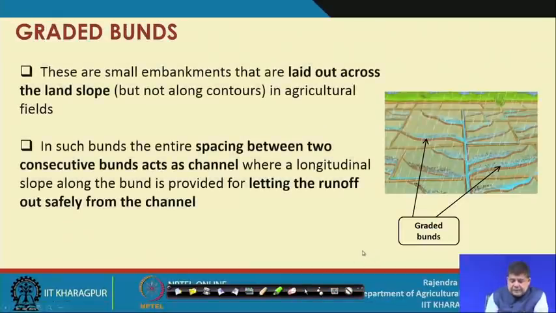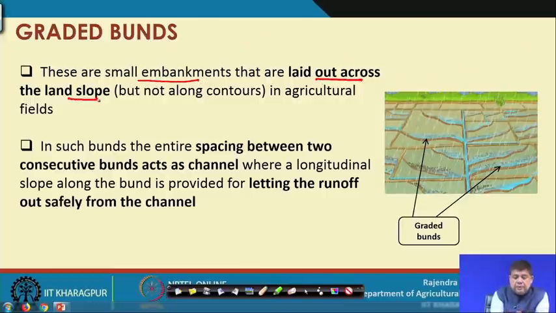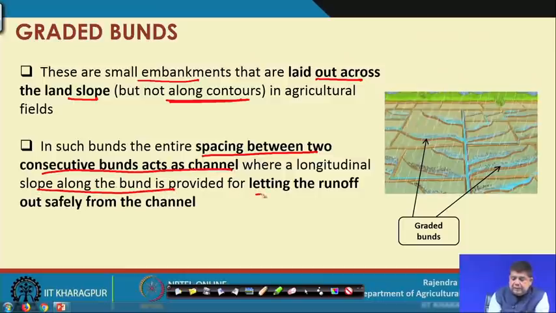Then graded bunds. These are small embankments that are laid out across the land slope, not along the contours. The important thing is that graded bunds do not follow contours in agricultural fields. The entire spacing between two consecutive bunds acts as a channel, where a longitudinal slope along the bund is provided for letting the runoff out safely from the channel.